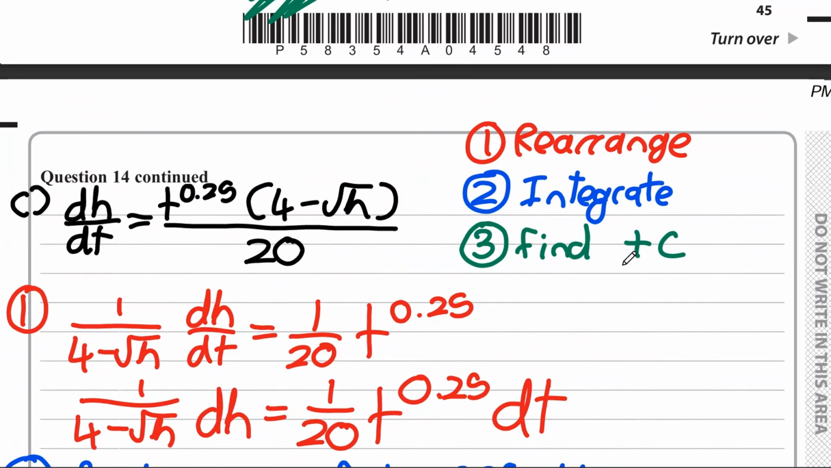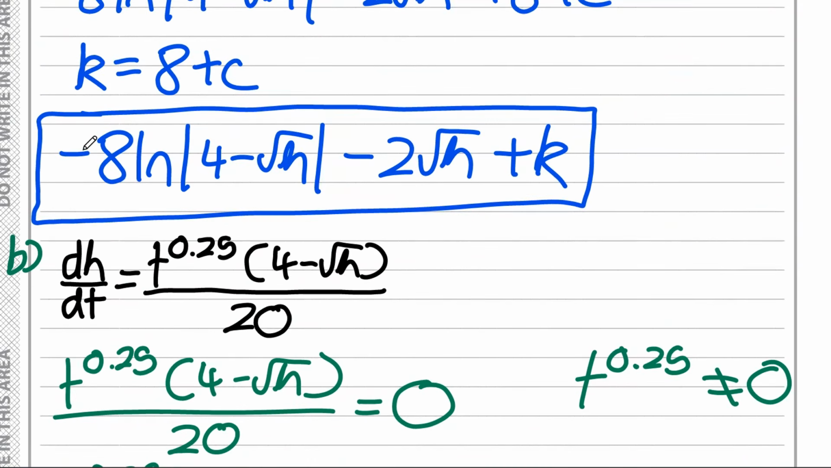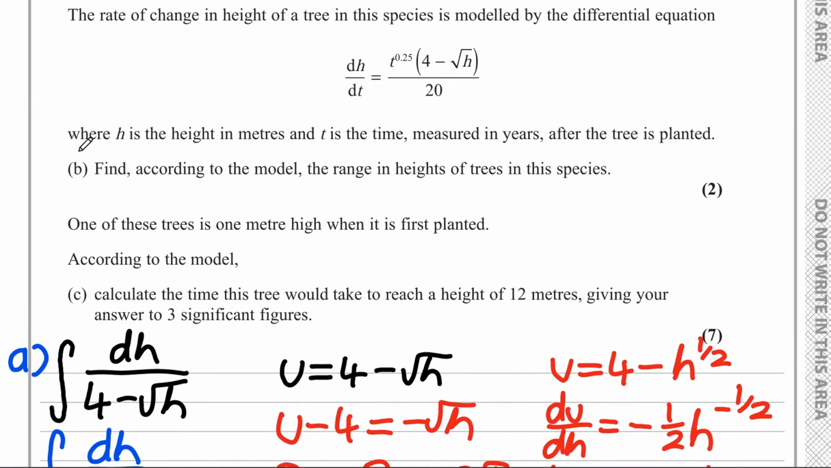So now we need to do the third step. We need to find plus c, or technically in this case we need to find plus k. The way that we're going to do this is we are told in the question that one of these trees is 1 meter high when it is first planted. So that means that h is equal to 1, and t is the time measured in years after this tree is planted, so t is going to be equal to 0.